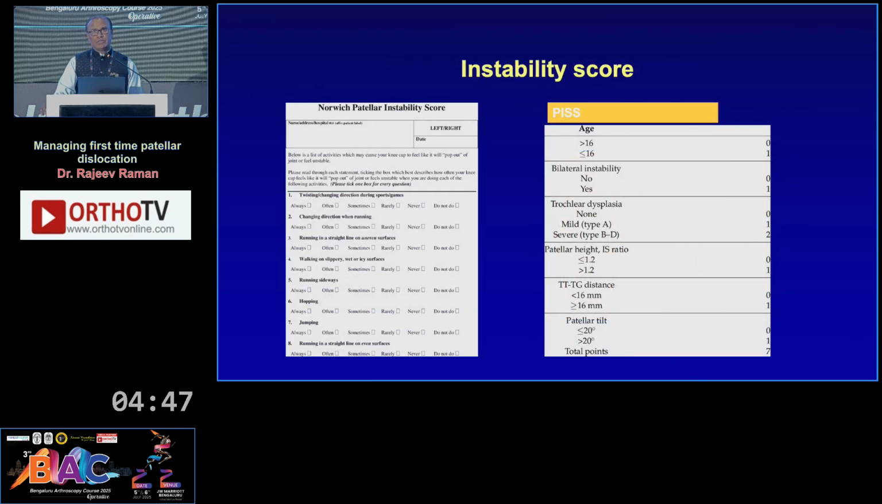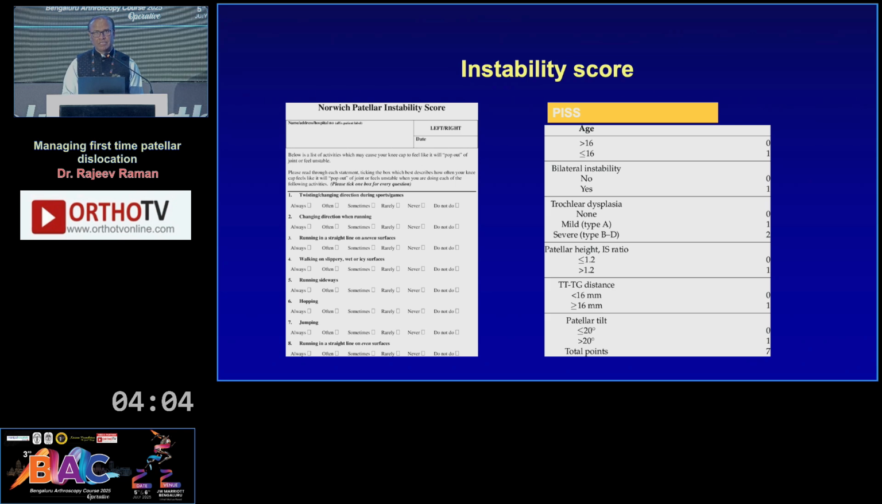Always try to evaluate with a patella instability score. Either you can use the Norwich patella instability score, or the patella instability severity score, which most of us are using, and it's very easy. You just have to calculate based on the age of the patient, whether it's bilateral or unilateral, trochlear dysplasia, whether it is there, mild or severe, patella height, TTTG distance, now we have come to less than 16, earlier I think we used to consider 20, and patella tilt. And the total points are 7. If it is less than 4, chances of recurrence are less. If it is more than 4, chances of recurrence are high. So I think PISS is a very good marker, and you can do it in your OPD practice also.